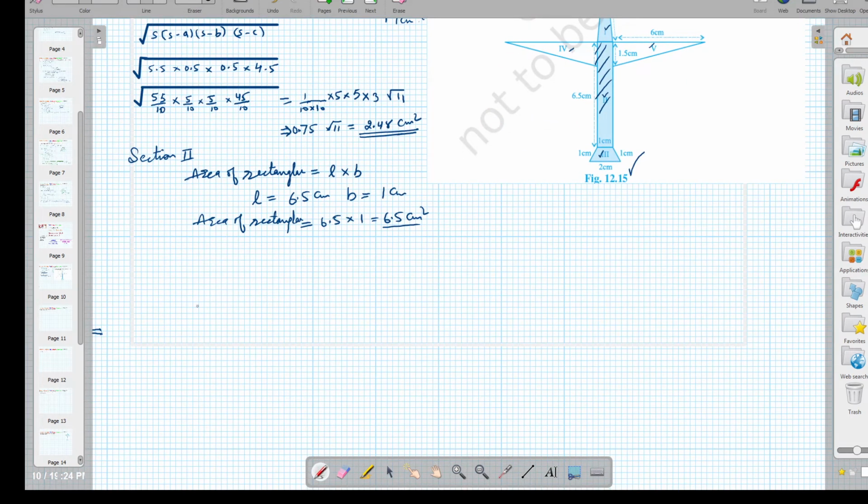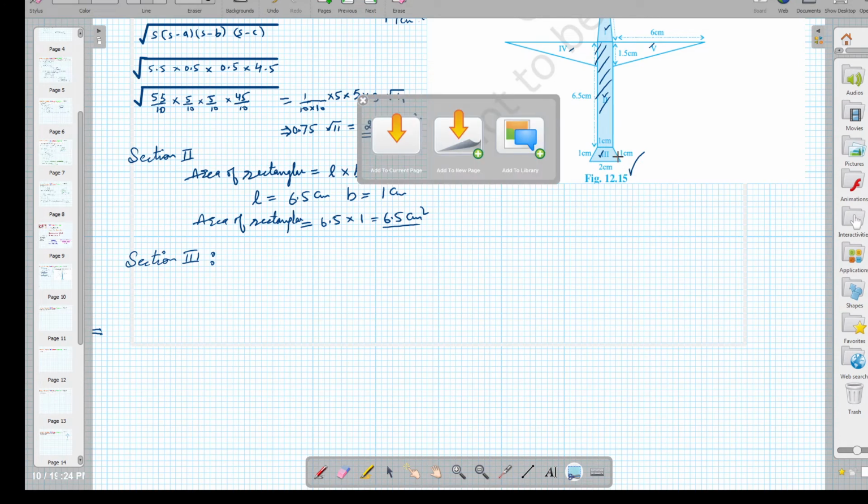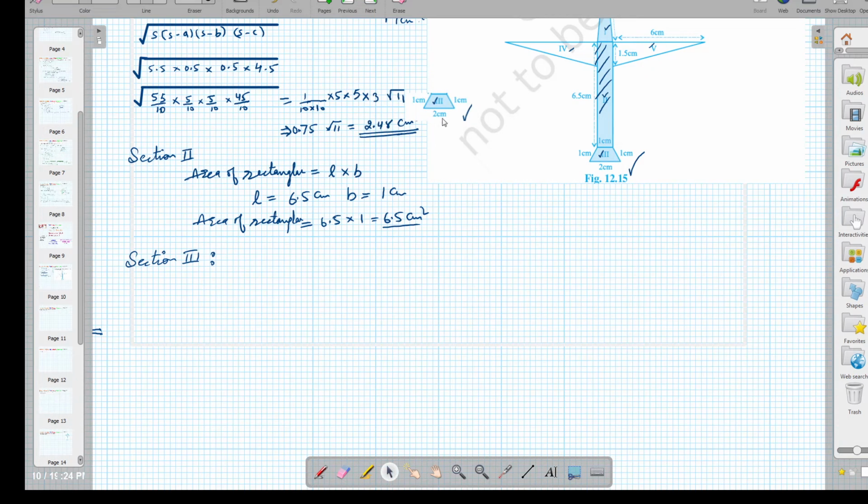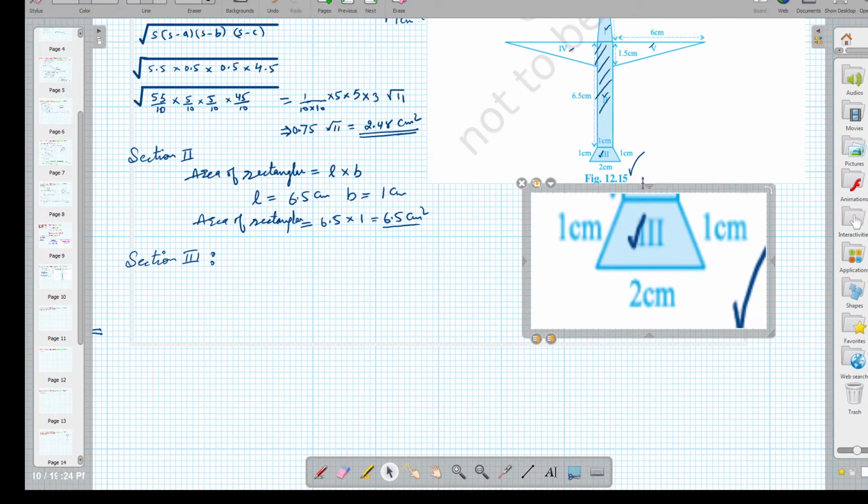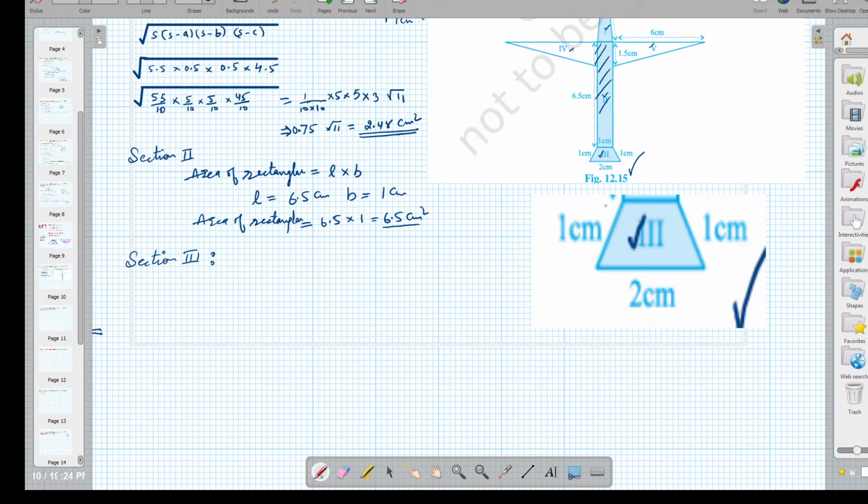Now another is section 3. For section 3 what are we going to do here? Section 3 is a slightly smaller section, so we magnify it a little. This is our section here. So for that we can draw a straight line, from this end to this end, this end to this end.